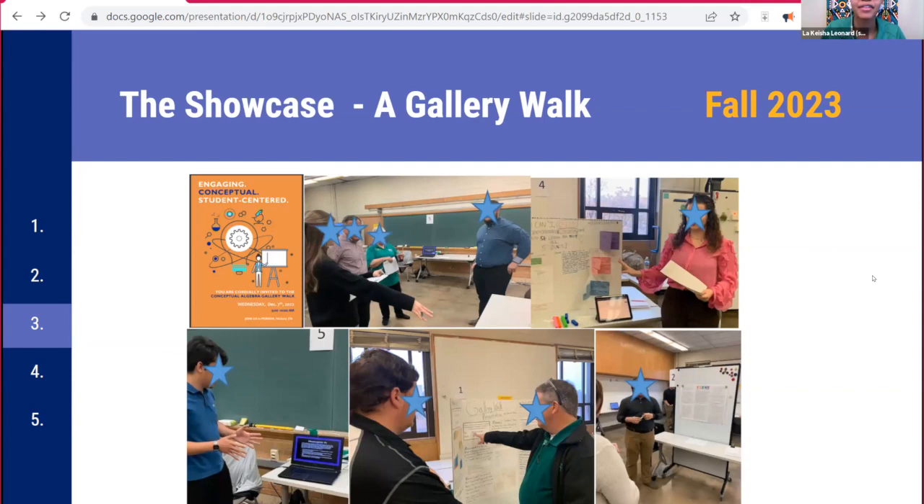And this was one of the first semesters where I heard my colleagues saying, oh wow, they actually know what it means for something to be conceptual. So now I'm starting to see the payoff of all the work because it's trickling into other classes. And they're talking to other math teachers about it. So now it's showing up in my class.